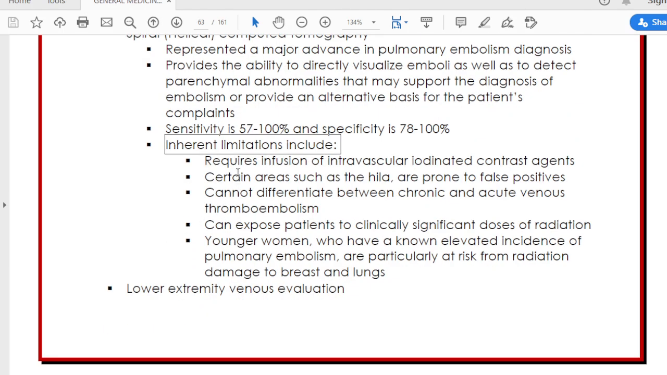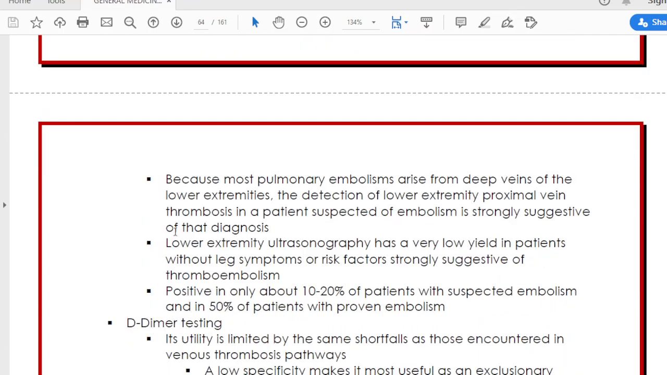Inherent limitations include: requires infusion of intravascular iodinated contrast agents. Certain areas such as the hila are prone to false positives. Cannot differentiate between chronic and acute venous thromboembolism. Can expose patients to clinically significant doses of radiation. Younger women, who have a known elevated incidence of pulmonary embolism, are particularly at risk from radiation damage to breast and lungs.